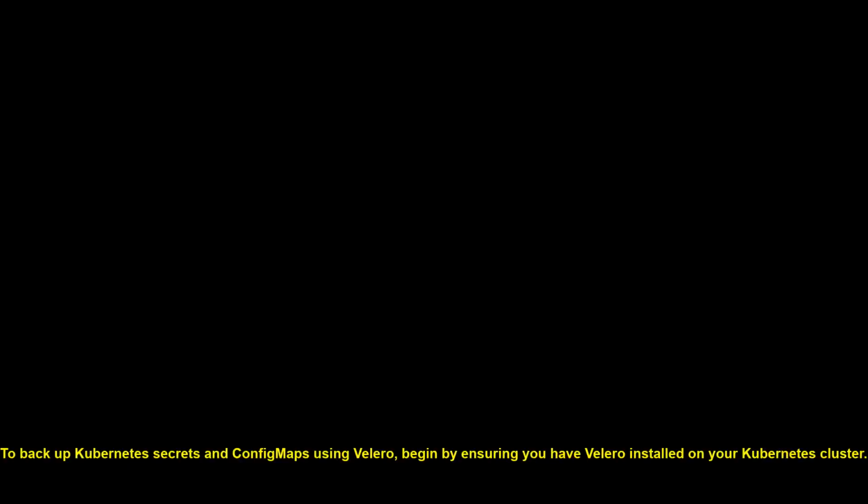To backup Kubernetes secrets and config maps using Velero, begin by ensuring you have Velero installed on your Kubernetes cluster. First, check if you have the required permissions to create backups. Install Velero CLI on your local machine if you haven't already done so.